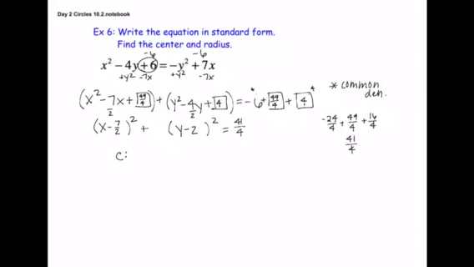My center is at 7/2, positive 2. My r squared is 41/4, so when you take the square root of that, our radius is the square root of 41 over the square root of 4, which simplifies to square root of 41 over 2.